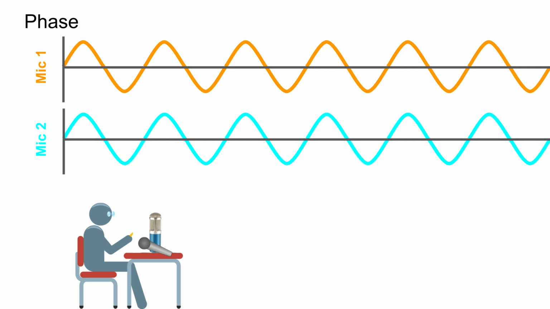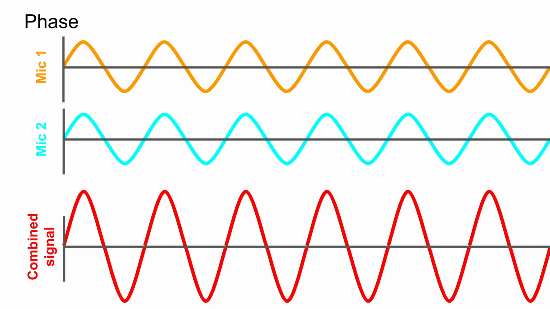So if you look at both of those graphs, if you look at both of those audio waveforms, they're the same, right? The high points line up with each other, the low points line up with each other. The sound waves are reaching the 2 microphones at the same time, so they're perfectly synchronized. We call this being in phase. And if you take two audio signals that are in phase and you combine them, you simply get a louder audio signal.